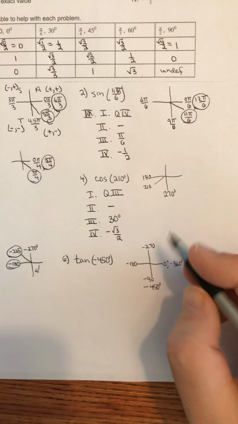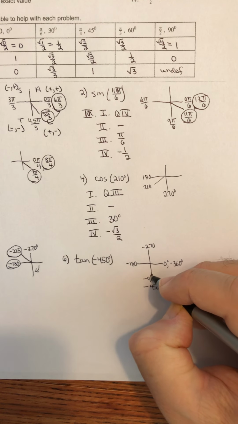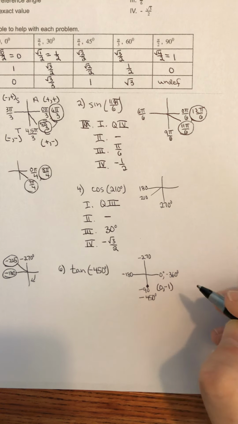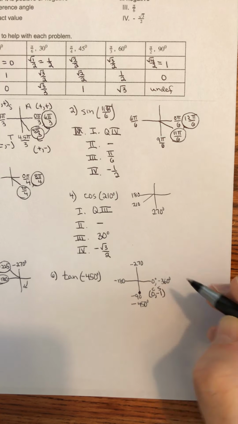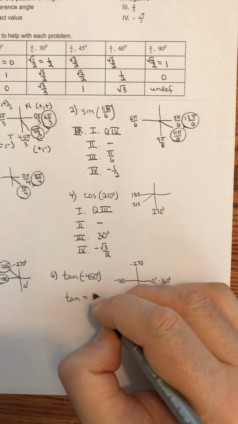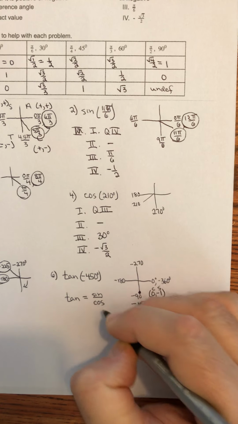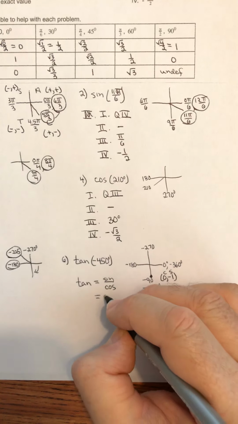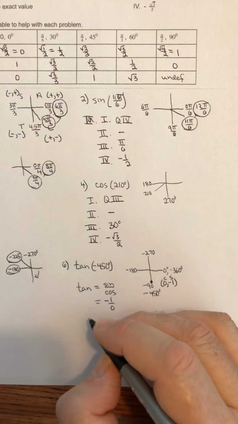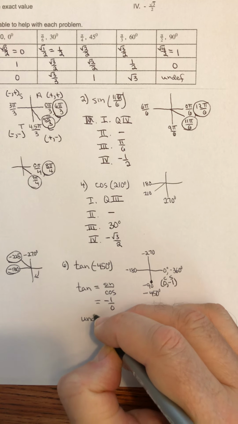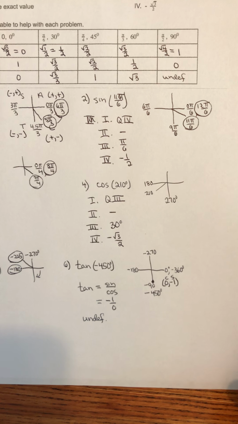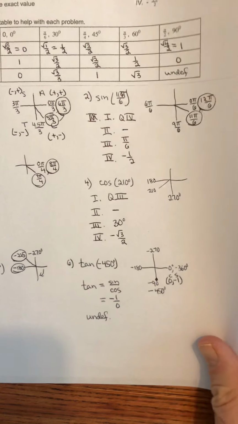So what I'm looking for is the actual ordered pair there. The ordered pair there is 0, negative 1. And this is my cosine, this is my sine. So the tangent, remember, is sine over cosine. That's an important definition. So it'd be negative 1 over 0. But what did we learn this year about dividing by 0? You can never do it. So this is undefined. Okay, it's undefined at negative 450 degrees. Got two more problems.